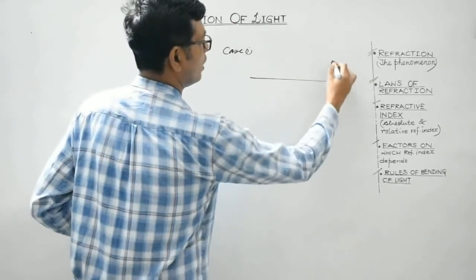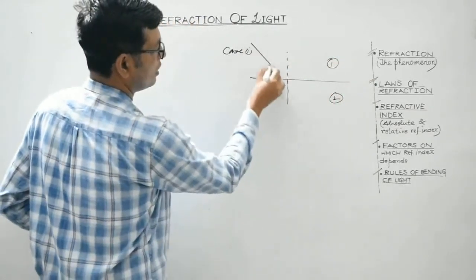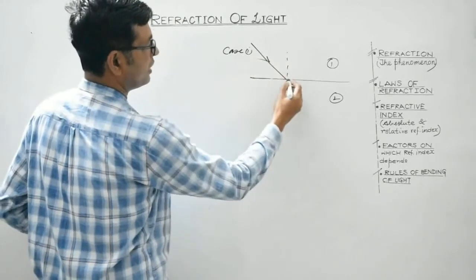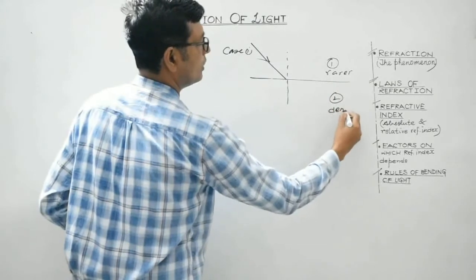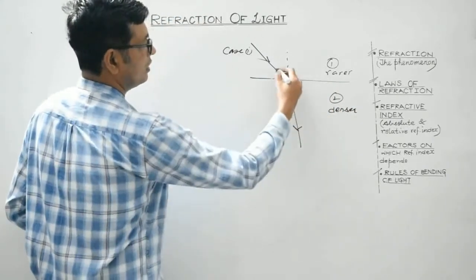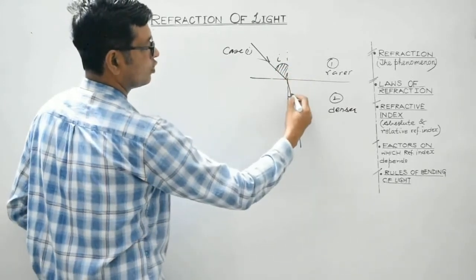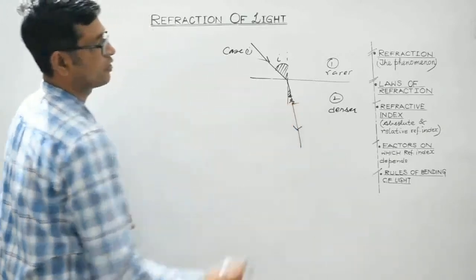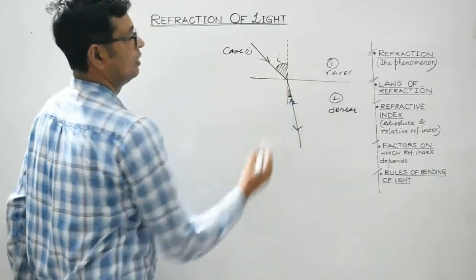This is medium 1, this is medium 2. The indication of this arrowhead is very, very important. Suppose this is the rarer medium, and let us consider this to be the denser medium. So obviously it will bend towards the normal. This will be the angle of incidence. This will be the angle of refraction. And this is the normal.